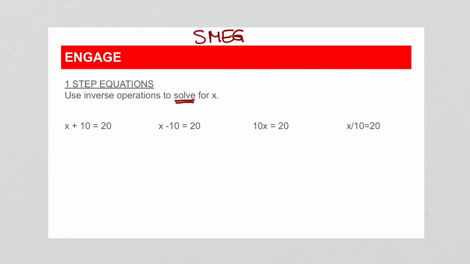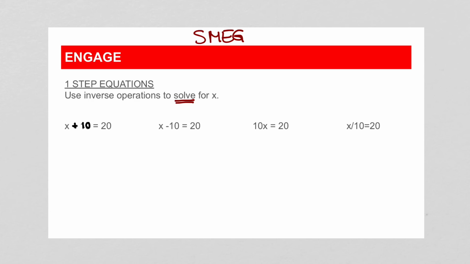So let's look at this. Right now we see x plus 10 equals 20. Since we're going to use SMEG, we're going to try and undo anything we see close to the x to try and get x alone on one side. And right now, the only other thing on that side of the equal sign with the x is this plus 10. Well, we need to get rid of that. So let's start with subtraction and addition.